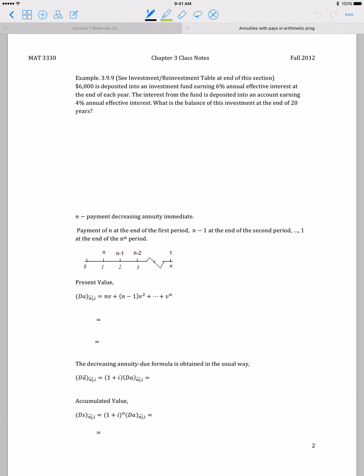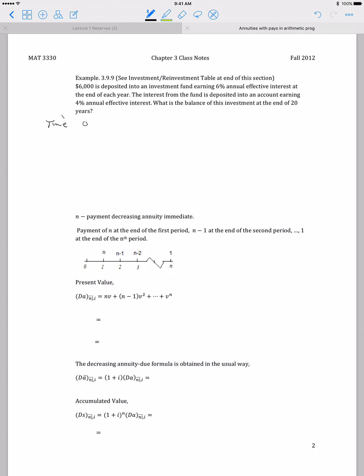$6,000 is deposited into an investment fund earning 6% annual effective interest at the end of each year. The interest from the fund is deposited into an account earning 4% annual effective interest. What is the balance of this investment at the end of 20 years? So in this case, I'm going to go ahead and break things down. I'm going to look at our timeline.